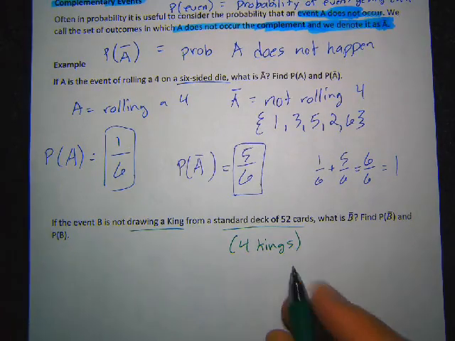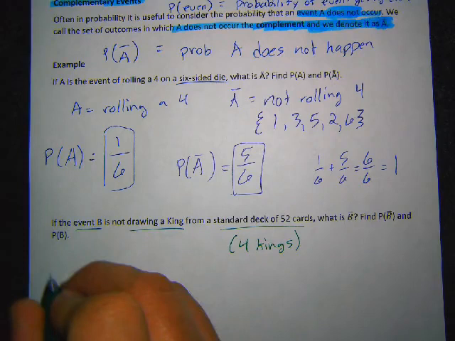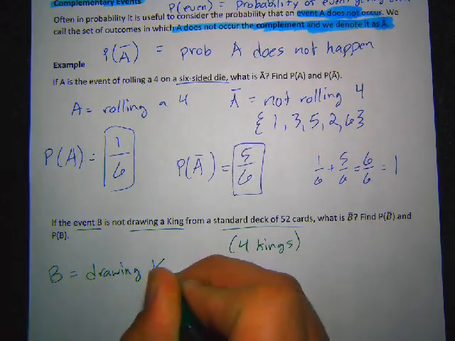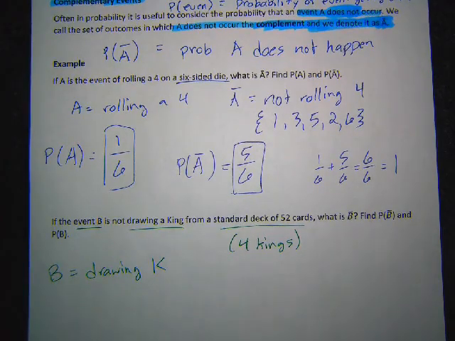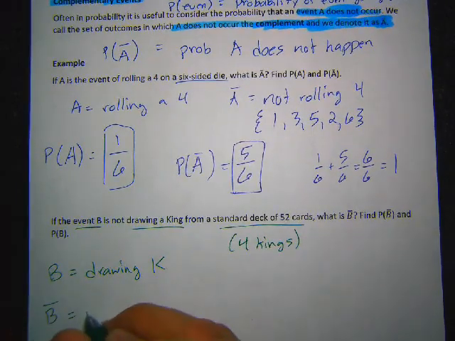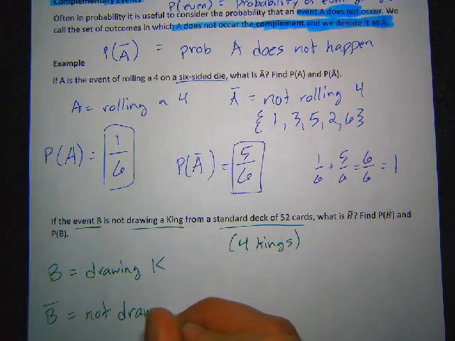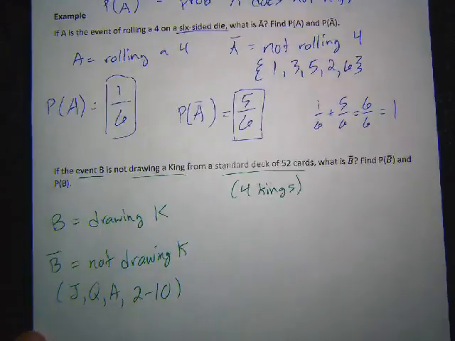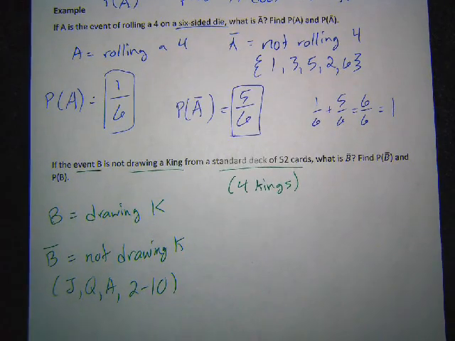Okay. So event B is drawing a king. There are 4 kings, so there's 4 good options here: the king of hearts, king of spades, king of clubs, king of diamonds. What is B complement? Well, B complement, not B, is not drawing a king. So that's going to be drawing anything else, right? So that's going to be jacks, queens, aces, 2 through 10. All that stuff is going to be stuff that's not a king. So all that stuff's going to be in the complement.